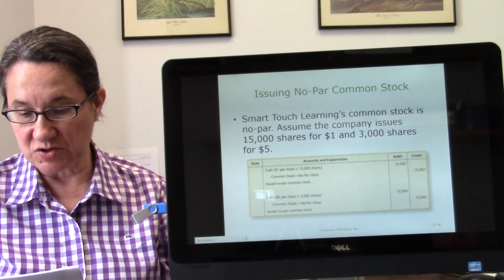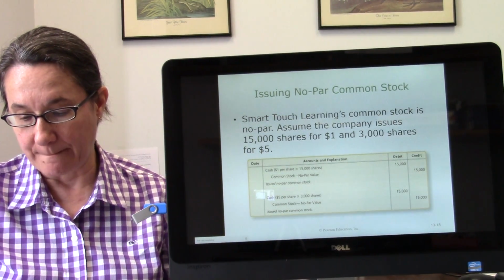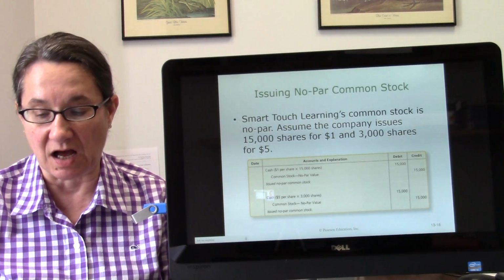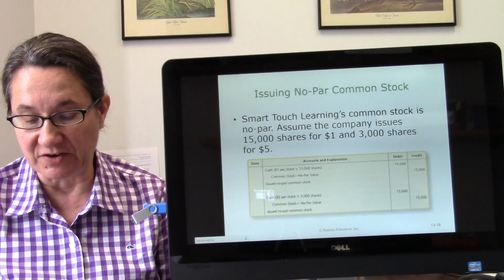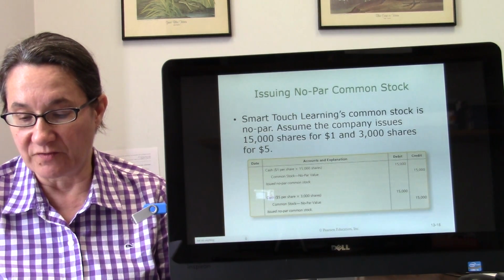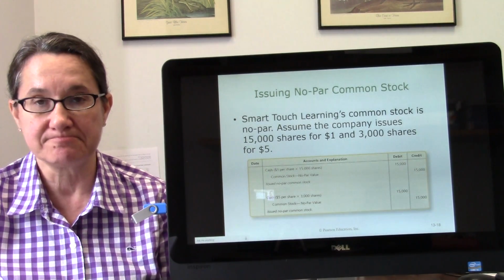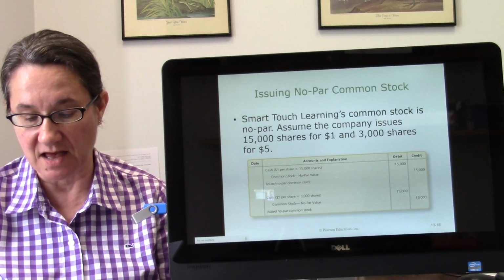Now, let's assume their common stock is no par. All right? So what happens? When a company issues no par stock, it debits the asset received and credits the stock account. So for no par stock, there can be no paid in capital in excess of par because there's no par to be in excess of.